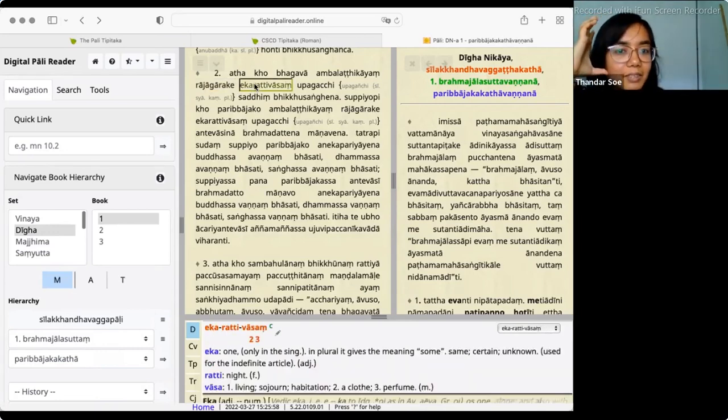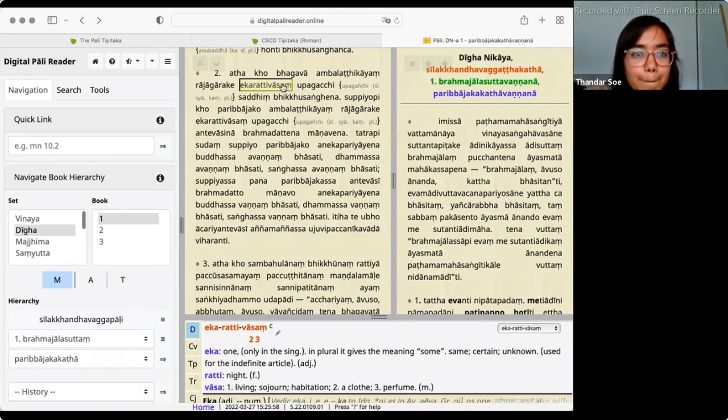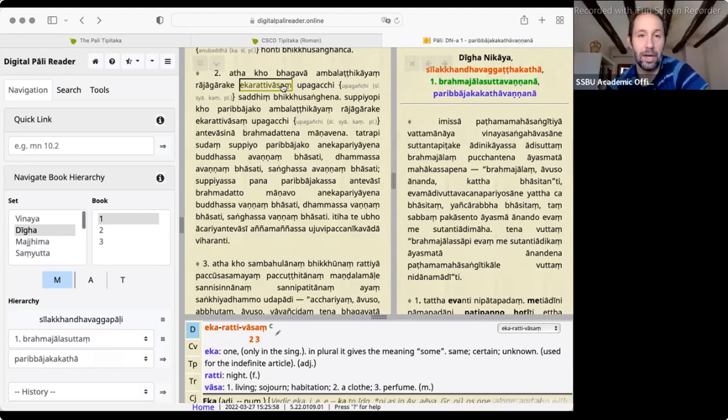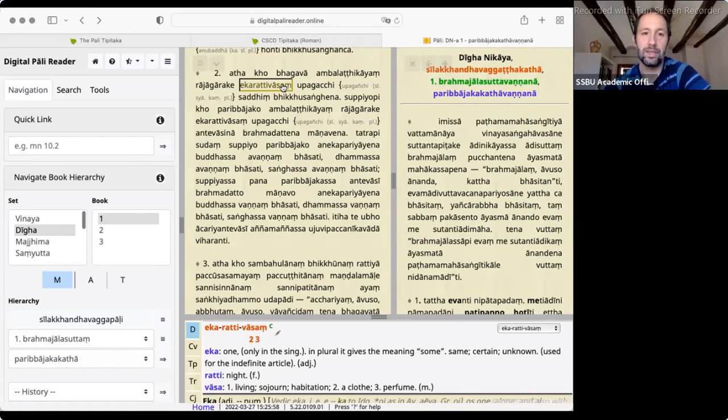The accusative is ekarattivasam, a kind of living for one night. It's a very idiomatic construction in Pali, because it's not that he reaches the place specifically. Instead of saying he reached the Rajagaraka in order to spend one night, what we see is he reached the spending of one night in the Rajagaraka, in the royal house or hostel. And then we have saddhim bhikkhusanghena, along with the community of monks.